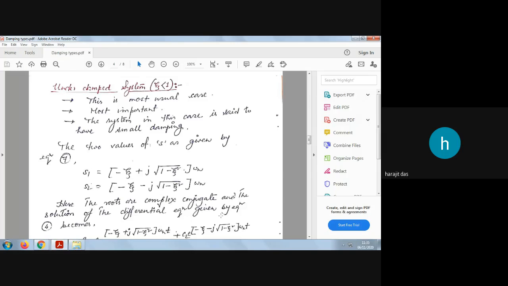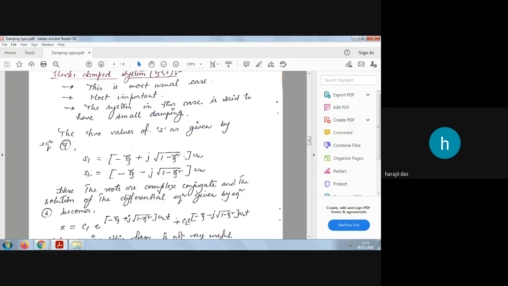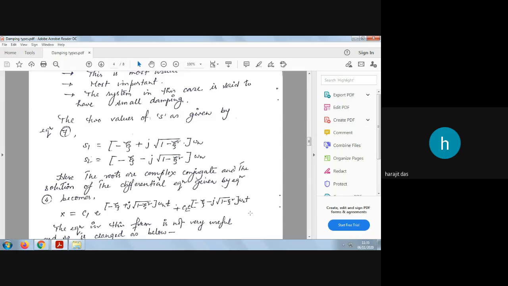And the solution of the differential equation will become what? c1 e to the power s1 t plus c2 e to the power s2 t. Understood? So same expression. For roots where complex conjugate roots are there, because this is negative, this is plus, this is minus, so complex conjugate roots are there. So for complex conjugate roots, the general expression for the solution is x equals c1 e to the power s1 t plus c2 e to the power s2 t. So instead of s1 I am writing this one, and instead of s2 I am writing this one.